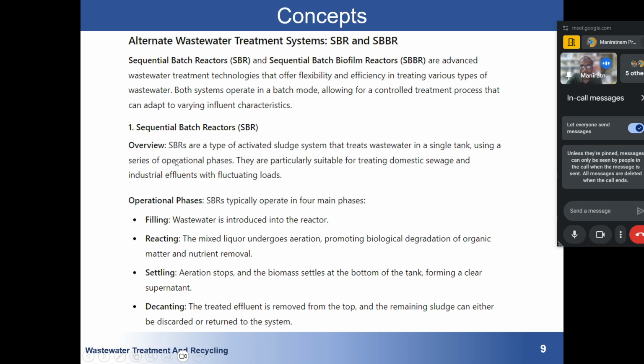Then the second thing: again I was discussing the sequential batch reactor, or sequential batch biofilm reactor. These are advanced wastewater treatment technologies that offer flexibility and efficiency in treating various types of wastewater. Both systems operate in batch mode.